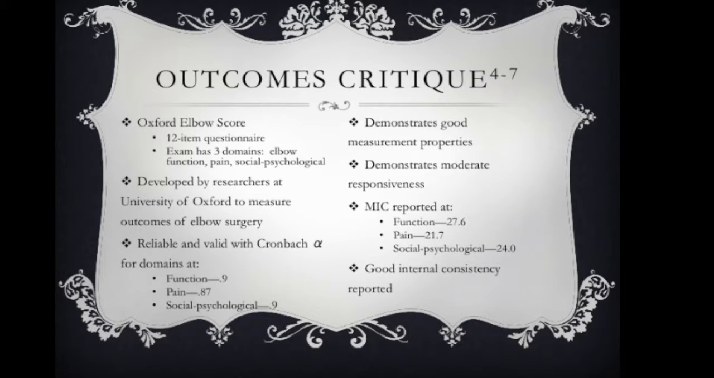For the outcomes critique, I picked the Oxford Elbow Score. It was developed by researchers at the University of Oxford to measure outcomes of elbow surgery. It's a 12-item questionnaire and has 3 domains: function, pain, and social psychological. It has demonstrated good measurement properties, reliable and valid, and you can see the statistics there. It has good responsiveness, a good reported minimally important change, and has demonstrated good internal consistency.